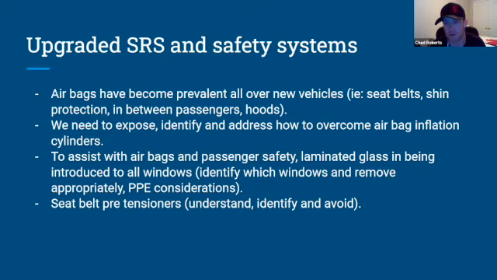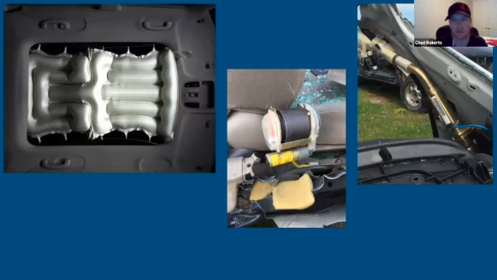Seatbelt pretensioners are nothing new to us. They're everywhere as well. Seatbelt pretensioners, this is one right in the middle. This is located at the base of a B pillar. Just think about what you're cutting. This is why you want to avoid these things. Obviously, you don't want to cut these.